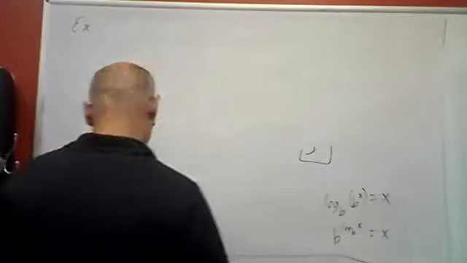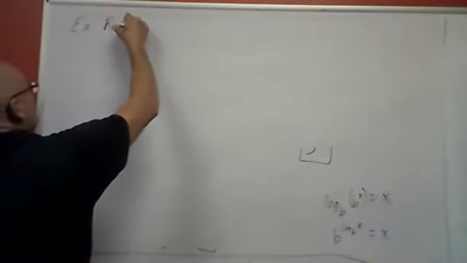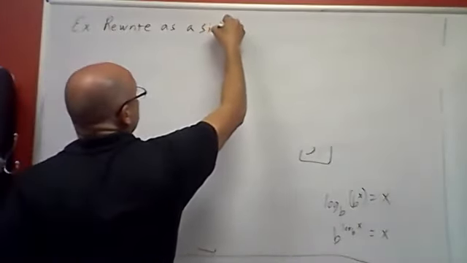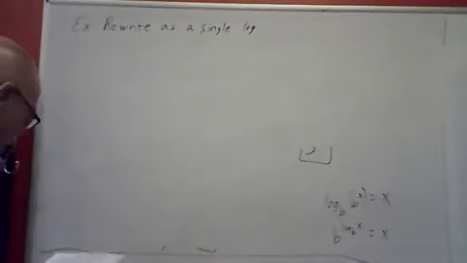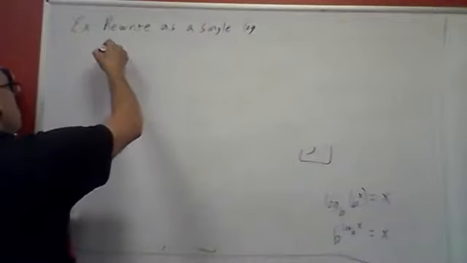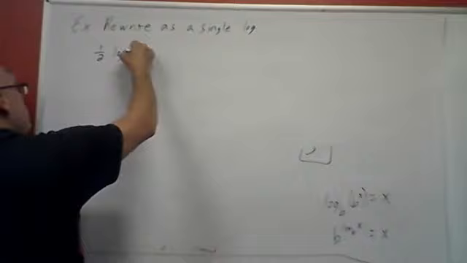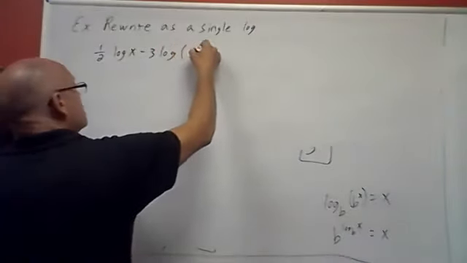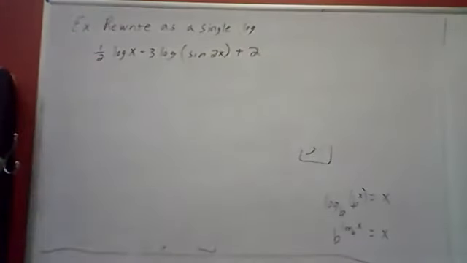All right, next example. Rewrite as a single log. Part A, or, no, we don't have part A. We just have one part. 1/2 times the log of x minus 3 times the log of sine of 2x plus 2. How dare you put a sine in the logarithm? Well, it'll be all right.